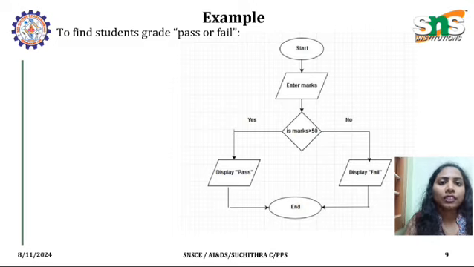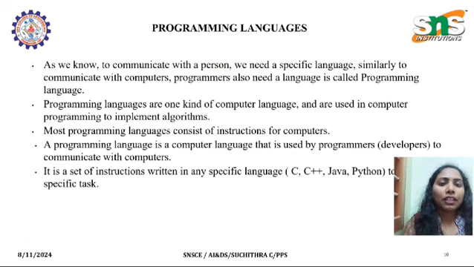To find the student's grade, pass or fail. This is the decision making program. You can start, enter a mark. If mark is greater than 50, it means yes, display pass. If it is less than 50, display fail. Then end the process.